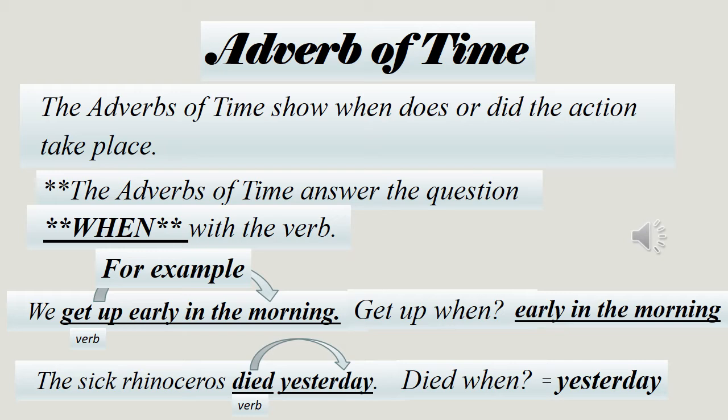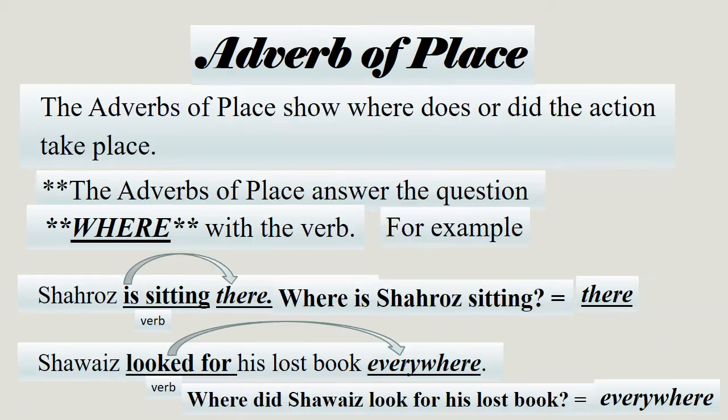The second type is adverb of time. The adverbs of time show when the action does or did take place. The adverbs of time answer the questions which begin with the word when. For example, we get up early in the morning. Get up when? Early in the morning. The sick rhinoceros died yesterday. Died when? Yesterday.